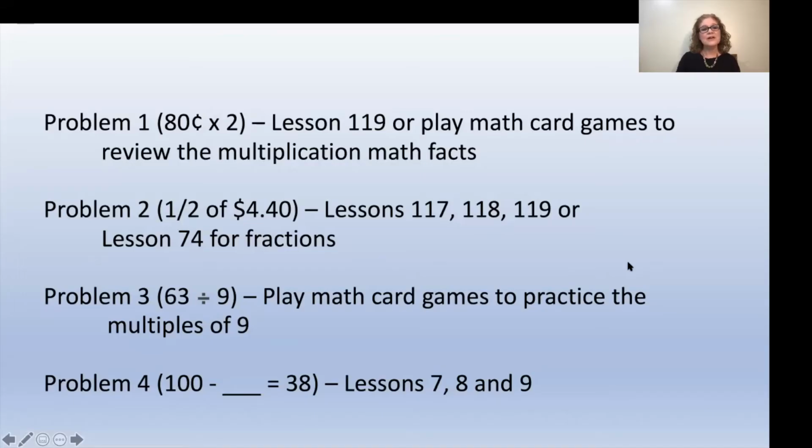As always, I'm going to give you the lesson numbers to review for the problems that your child either missed or struggled with. Now, if your child struggled with problem number 1, which is 80 cents times 2, review lesson 119, or you can play math card games to review the multiplication math facts. For problem 2, which is 1/2 of $4.40, review lessons 117, 118, 119, or they can review lesson 74 if it's a struggle with the fraction idea.